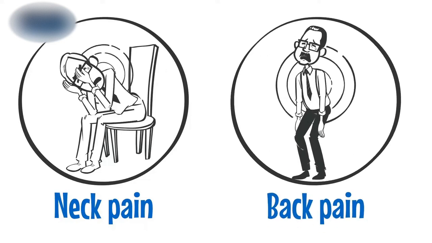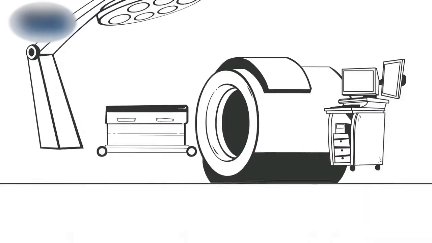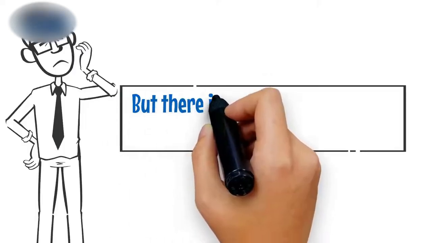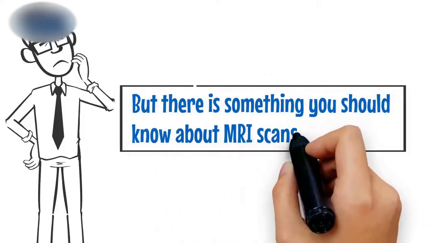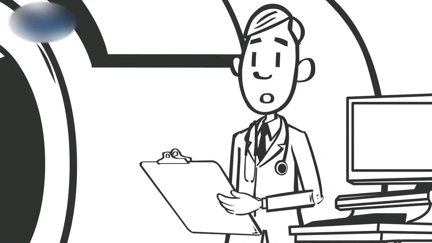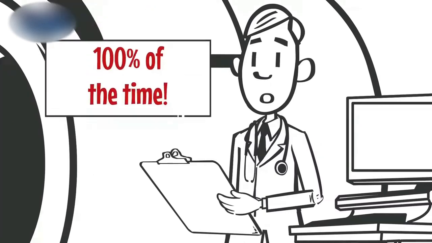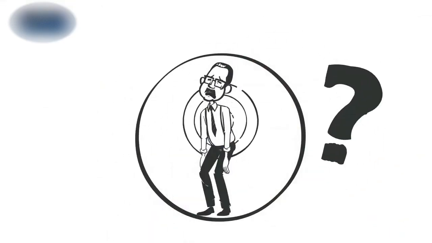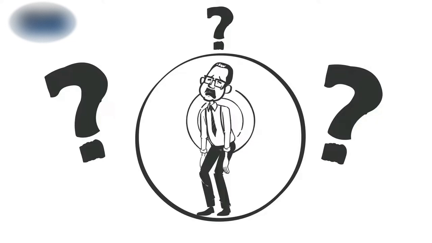All MRI scans are abnormal. If you have neck or back pain, you'll probably get an MRI scan to figure out what's wrong. But there is something you should know about MRI scans of the spine. A radiologist will find something wrong nearly 100% of the time. But that may not tell us anything about where your pain is coming from or how to treat it.